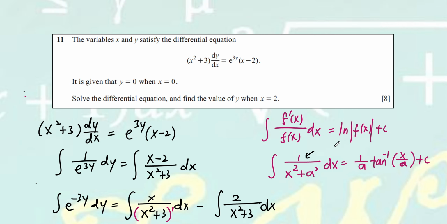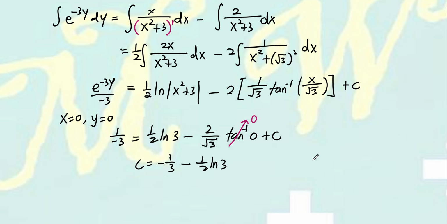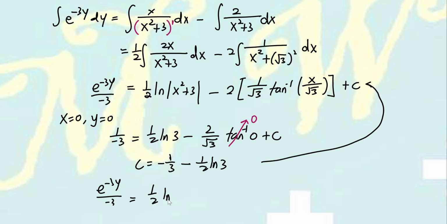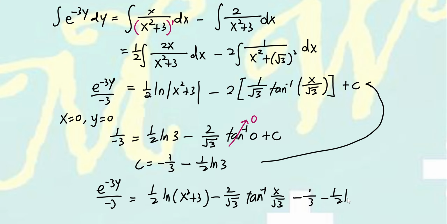Okay, so the question asks for solve. So it means that now just need to replace the c. Replace here. So e minus 3y over minus 3 is half ln x squared plus 3. We know that it is positive because of x squared, so no need to put the modulus sign if you are confirmed that it is positive. Then minus 2 over root 3 arctangent x over root 3. Copy the c, so replace the c. Okay, done for the solution.